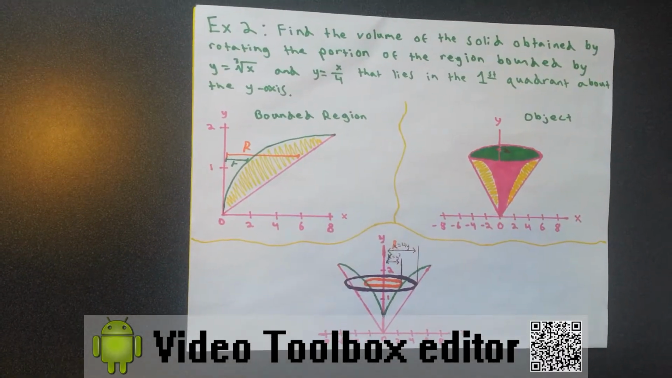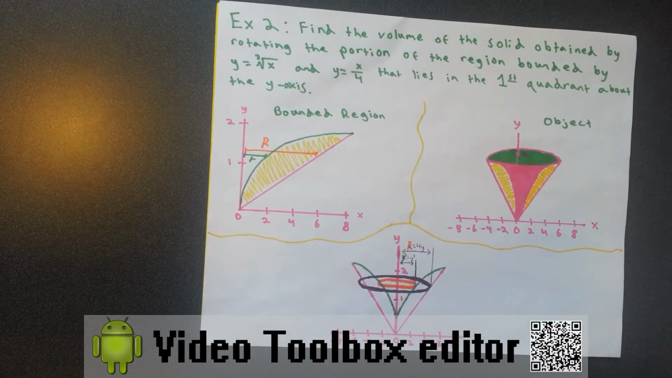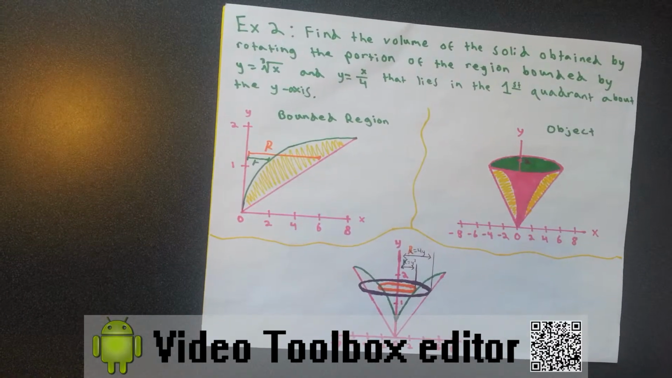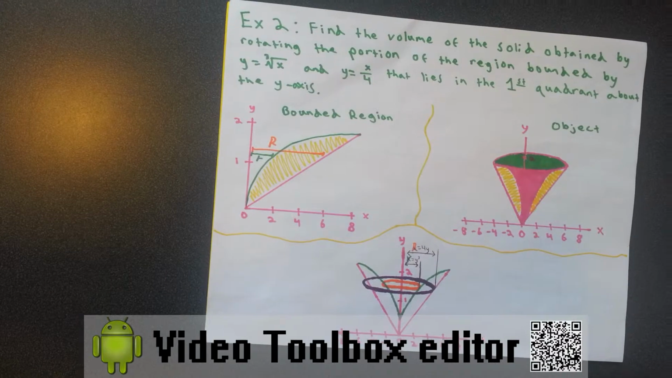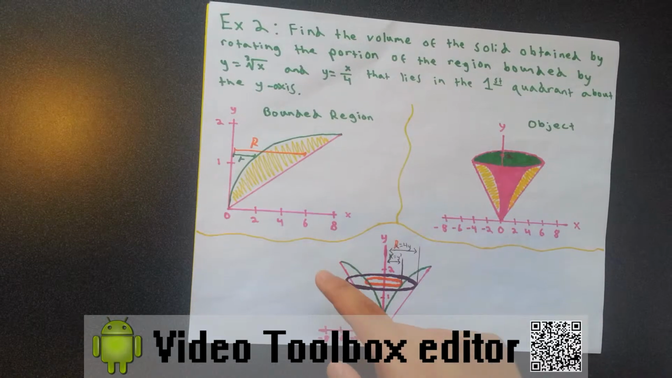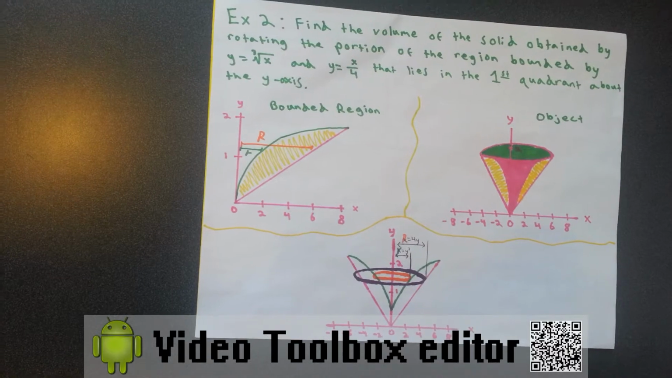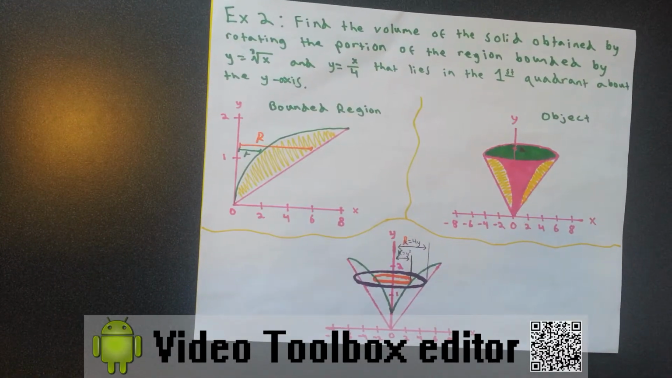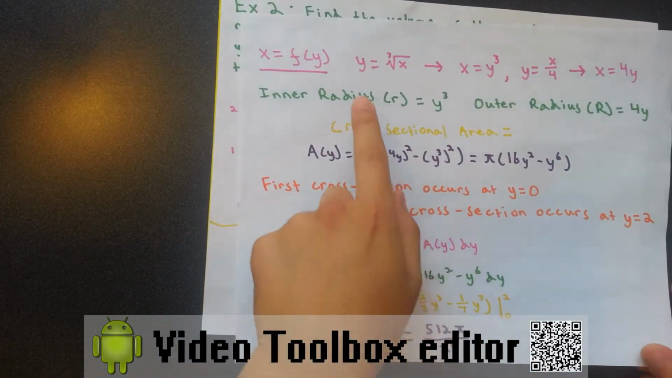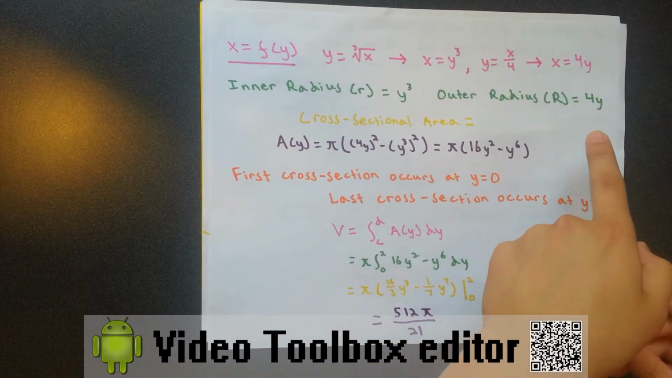So example number 2. Find the volume of the solid obtained by rotating the portion of the region bounded by y equals the cube root of x and y equals x over 4 that lies in the first quadrant about the y-axis. To the left we have the graph of the bounded region, and to the right we have the graph of the object. In this case we have to make x equal f of y. So we will change all of our equations from y equals cube root of x to x equals y cubed, and y equals x over 4 to x equals 4y.